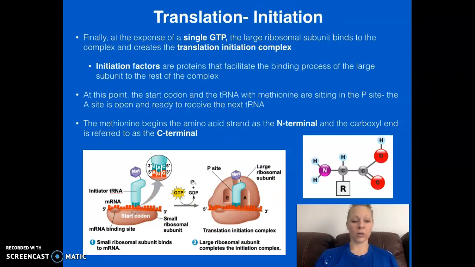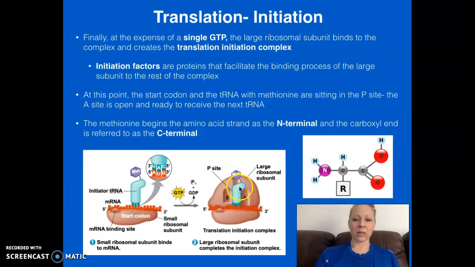And then we're ready for the large subunit. So here's our first part: our start codon, the mRNA, and our first tRNA. Here's our AUG. Everything's lining up. And then part 2, the large ribosomal subunit, is going to attach at the expense of a single GTP, and there are going to be initiation factors that help to facilitate this assembly here.